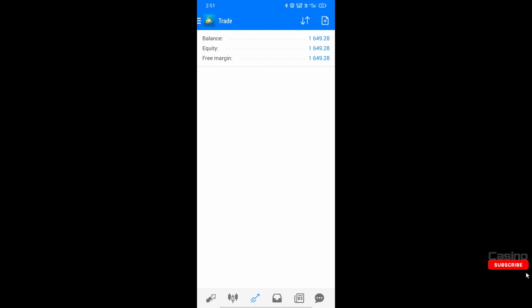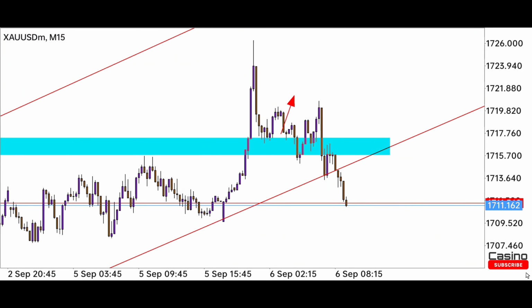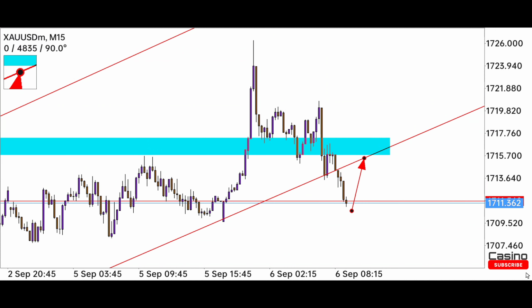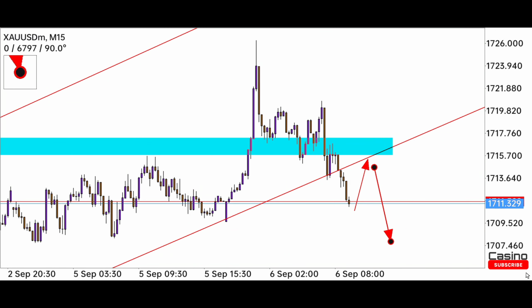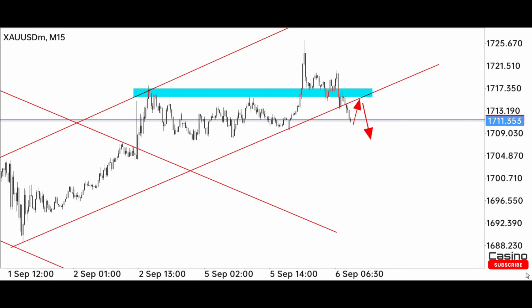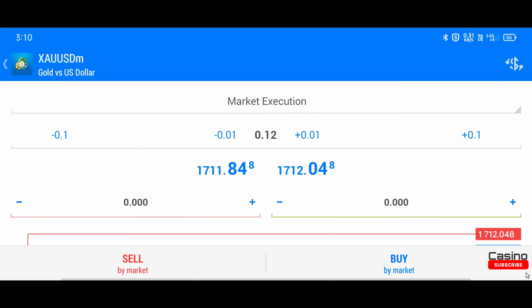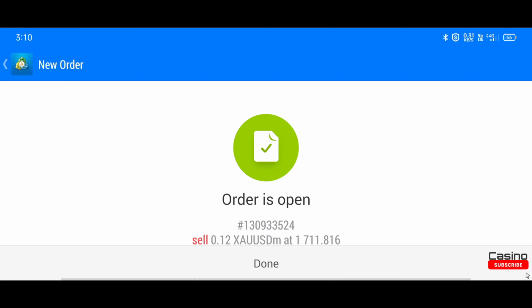There is now only $1,649 left in the account. Now we'll try to grow from it. We see here that the market has just given a breakout. The market may go for a breakout retest here. We will sell here. A good opportunity is being given where you can grow $1,649. Let me place the trade. I am using 0.12 lot here, which I used earlier.